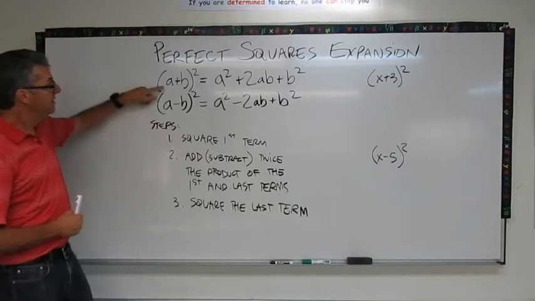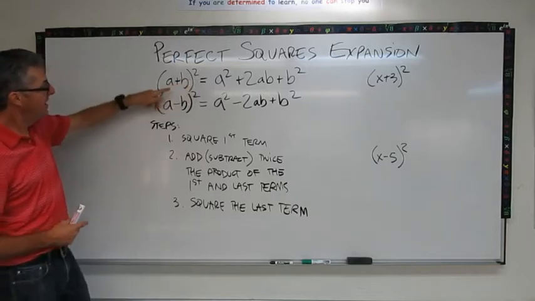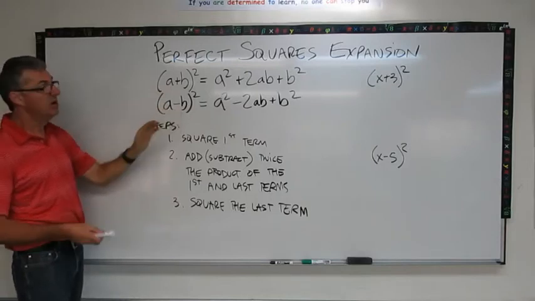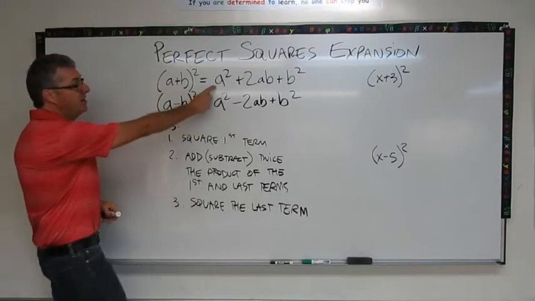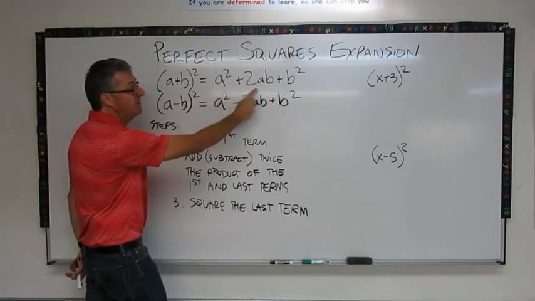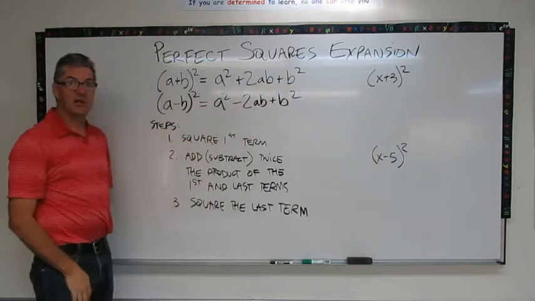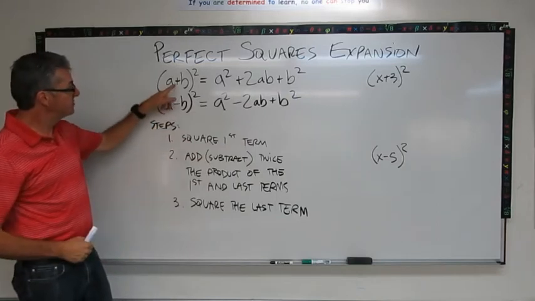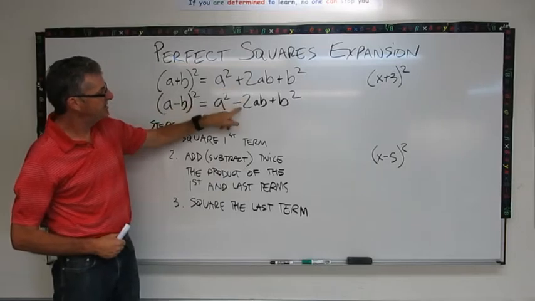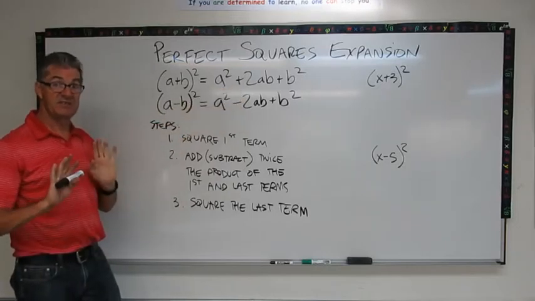Here's the pattern. I have a binomial squared in two forms, one term plus another, one term minus another. The result is I get first term squared plus 2 times the first times the second term plus the last term squared. The only difference between these two patterns is this plus and that minus. Everything else is the same.